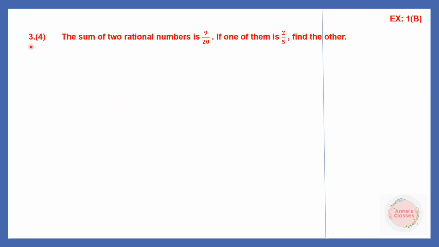Question 3. Now this will be question 4 in the new book. The sum of two rational numbers is 9 by 20. If one of them is 2 by 5, find the other. That means when you add up two numbers, the answer is 9 by 20 and one of the numbers is given to us.